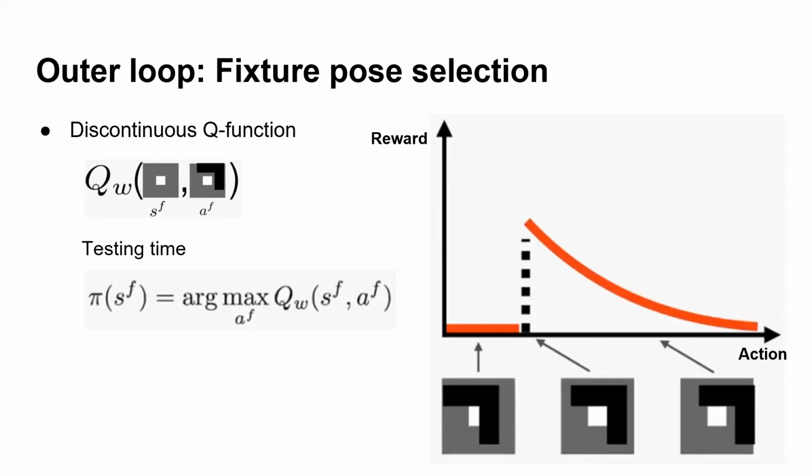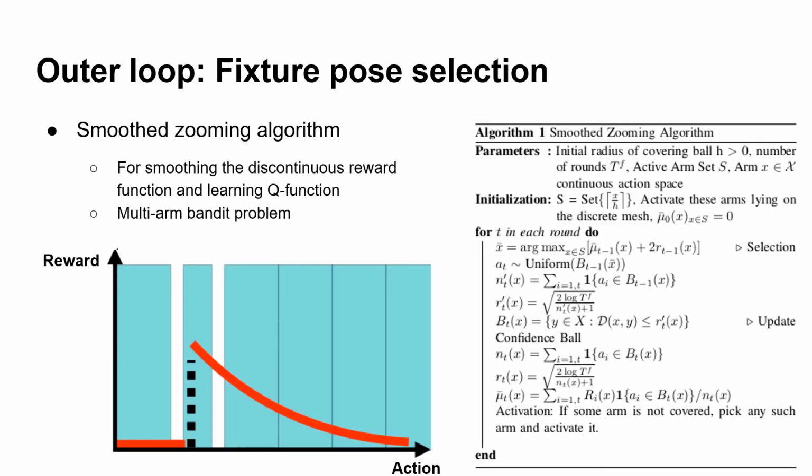So we have discontinuity in the reward function as shown in the figure. One novel contribution of this paper is handling such discontinuities in the reward function. In order to solve this problem with continuous actions and a discontinuous reward function, they proposed a novel smooth zooming algorithm.